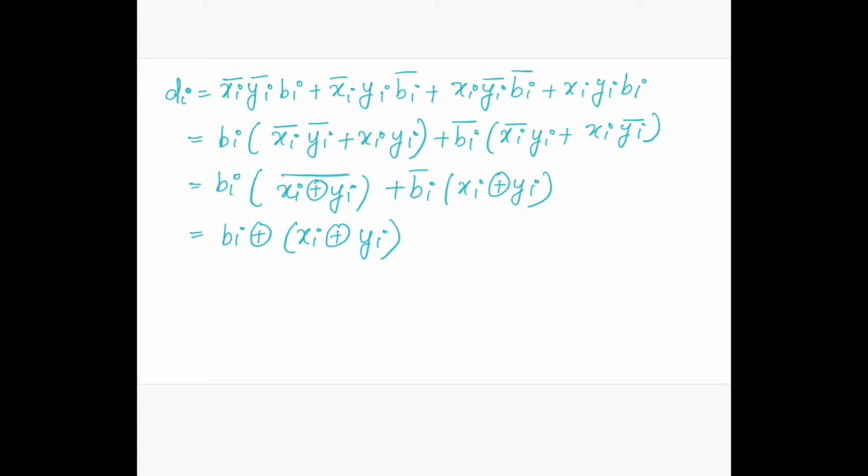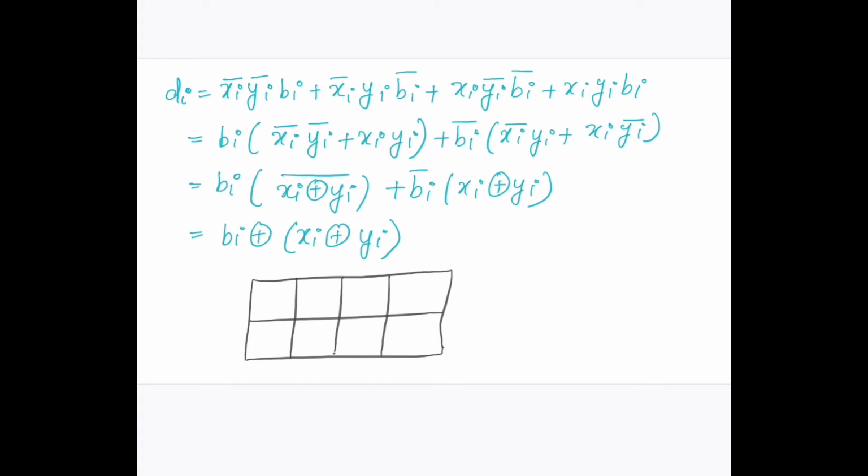Similarly, writing for the borrow bit. The borrow bit can be written using a K-map. So we have written the expression for bi plus 1, with xi as 0 and 1, and yi bi as 0 0, 0 1, 1 1, 1 0. Writing the K-map from the expression, this is how the K-map will be.